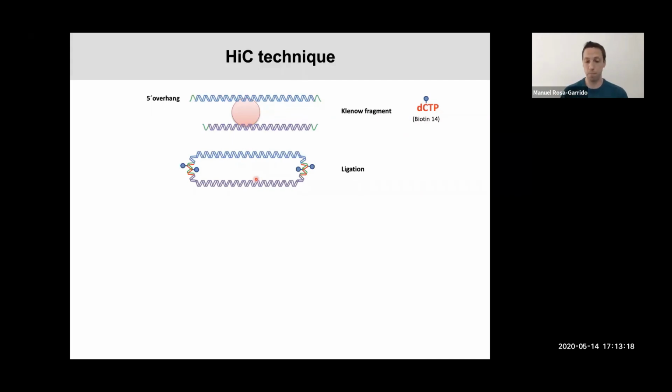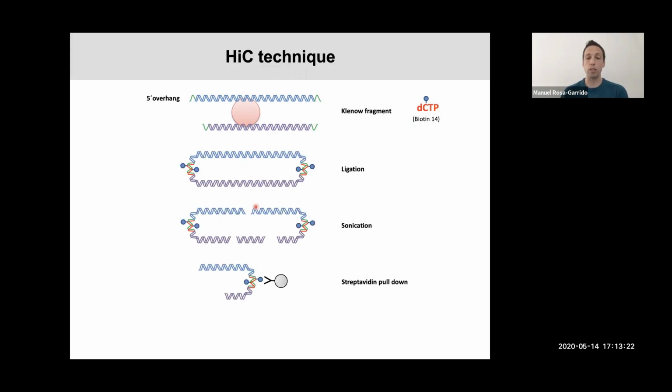Okay. After this ligation, we just sonicate the sample and perform a streptavidin pull-down to enrich our samples in these fragments that contain the two regions that are interacting in 3D. We prepare the libraries and perform the sequencing.